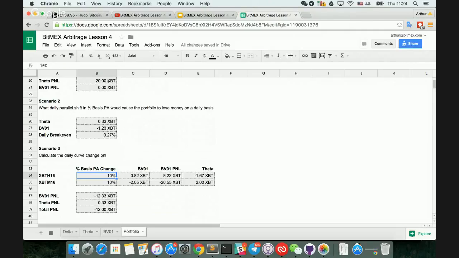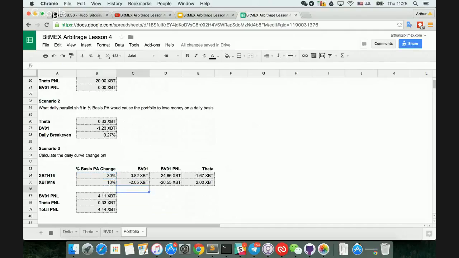We're going to exit the trade before H16 expires based on a change in the curve structure. We do need quite a bit of flattening because we have such a negative BVO1 on the long end due to the great amount of time value. It takes a much higher upward change in the interest rate of our shorter dated futures contract to cause the curve to flatten enough for us to make money.